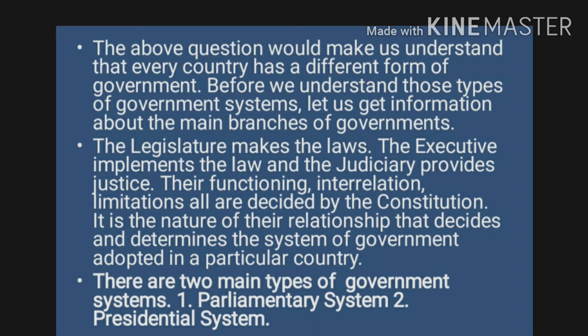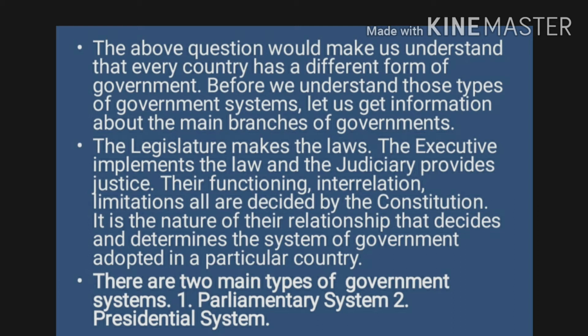Before we understand those types of government systems, let us get information about the main branches of government. The legislature makes the laws, the executive implements the law, and the judiciary provides justice. Their functioning, interrelation and limitations are all decided by the Constitution. It is the nature of their relationship that determines the system of government adopted in a particular country. There are two main types of government systems: parliamentary system and presidential system.